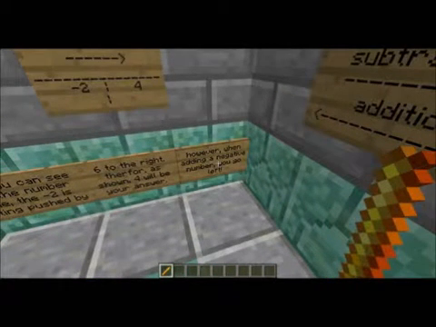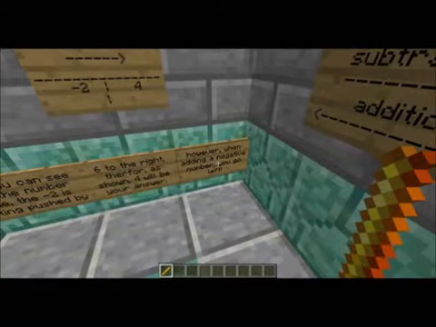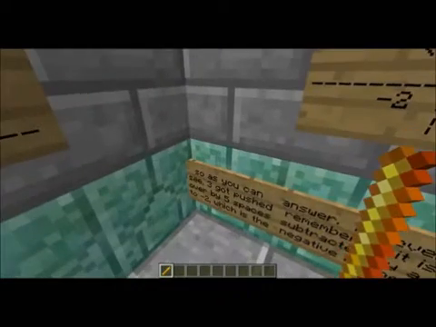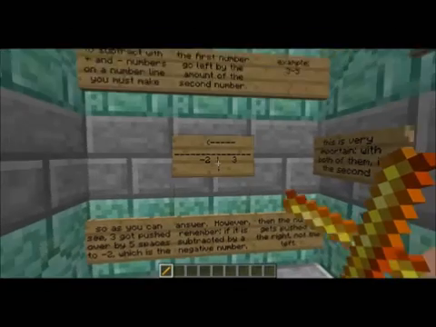However, this is very important. When adding a negative number, you go left. Okay, why don't you do subtraction? Okay.